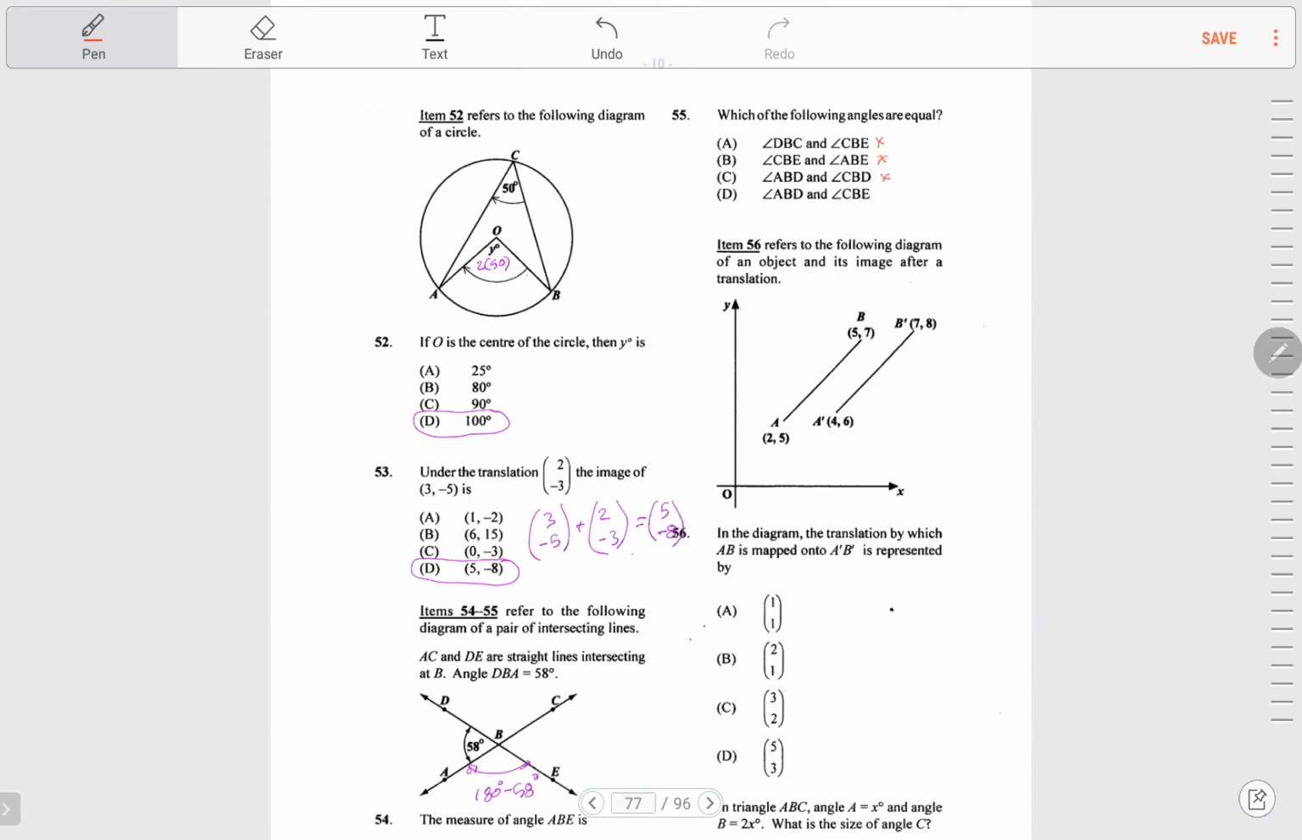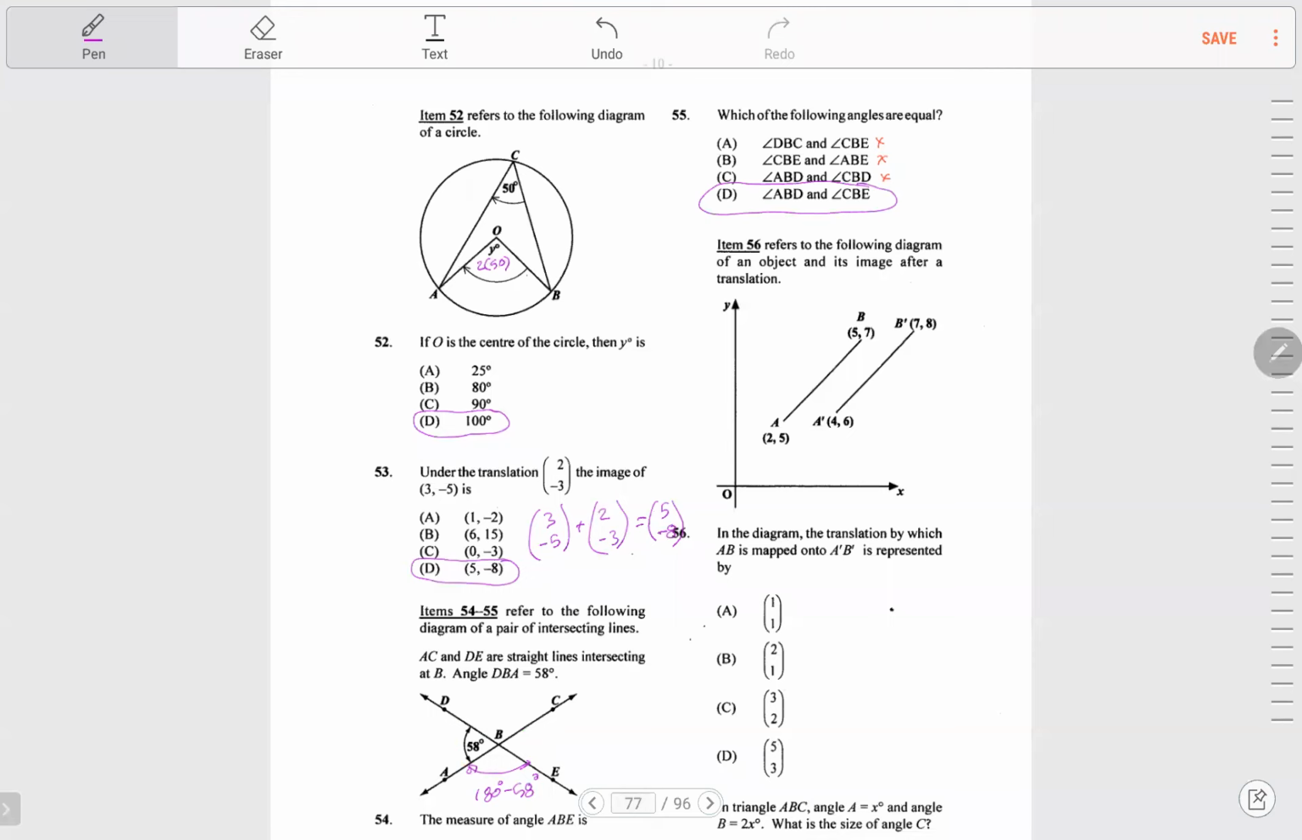Let's see. Angle ABD is this one, and angle CBE, those two angles are equal. Vertical opposite. This one is 58 as well. Vertical opposite angles. So the answer is the last one. The last one is equal. First time we're doing this question for the night or for the day.